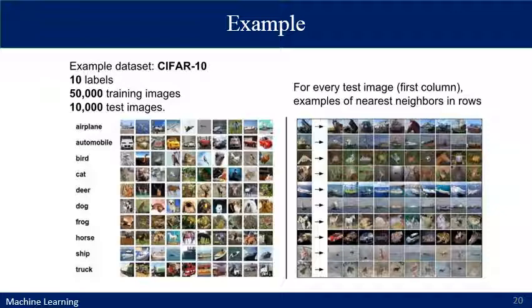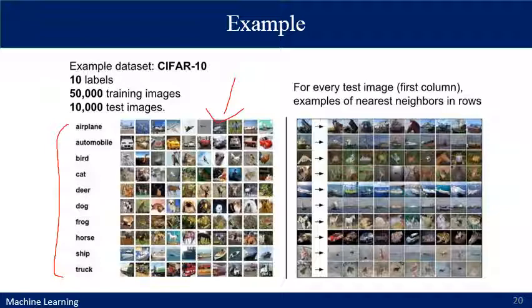So as an example, take the dataset CIFAR-10, which has 10 labels, 50,000 training images and 10,000 test images. Here are the label examples or target labels, and you can use an image classification algorithm to classify on these training data, which is 50,000 training images.